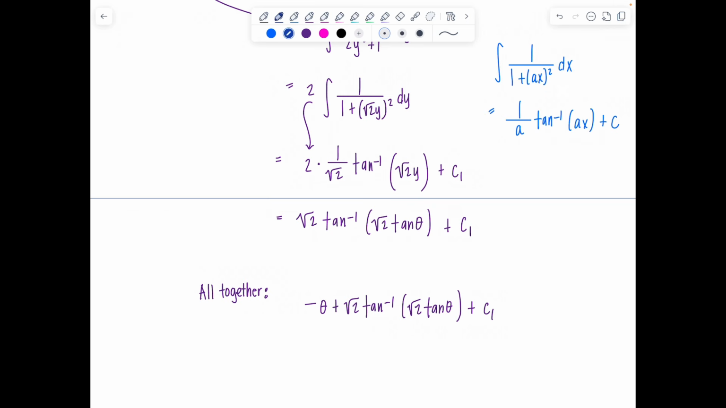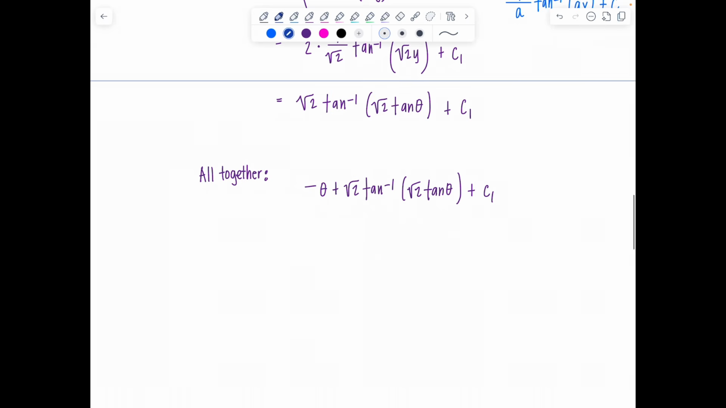Okay, it's triangle time, people. Remember, we had let x equal sine theta. So that means x over 1 is sine theta. Draw a triangle for which this is true. So sine is ratio of opposite over hypotenuse. This missing side, just use the Pythagorean theorem. It's square root 1 minus x squared.